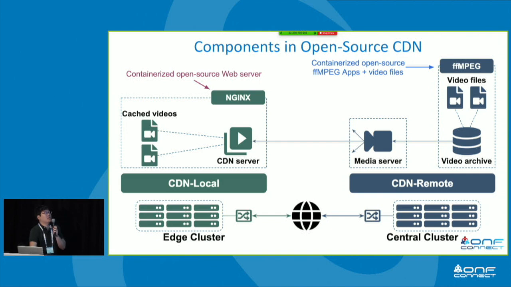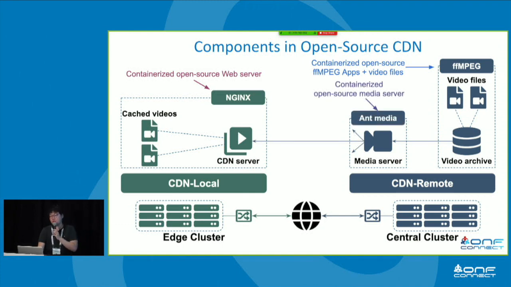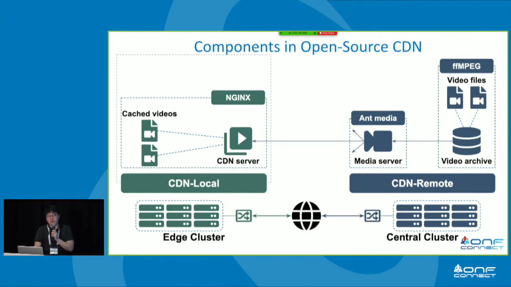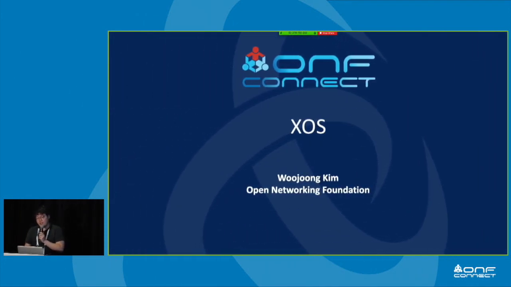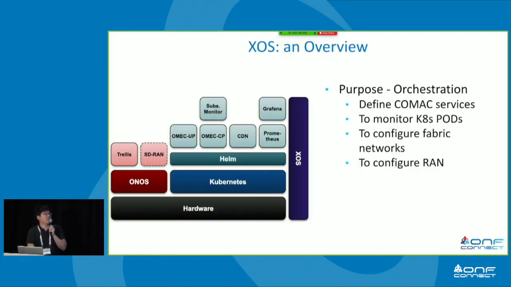So FFmpeg, as I said, is an open source encoding and decoding application. And this one is the video archive, so of course it has several video files. And for the media server, we are using Ant Media, which is an open source media server. So we have three containers, and for deployment on a Kubernetes environment, we make two Helm charts. First one is the CDN local Helm chart, and the last one is the CDN remote Helm chart. That is the end of CDN, and let's go to the XOS. XOS is our orchestration.